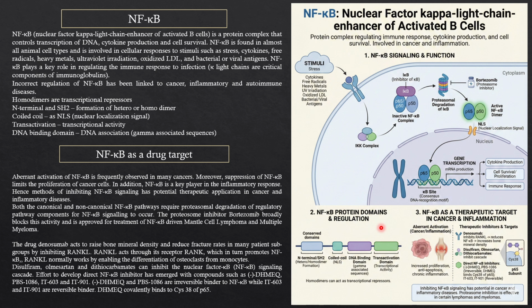The following slide explains the NF-kB signaling pathway and its role in cellular functions, as well as its importance in cancer and inflammation. NF-kB is a protein complex that plays a central role in regulating the immune response, cytokine production, and cell survival. Under normal conditions, NF-kB, or nuclear factor kappa B, exists in an inactive state in the cytoplasm. It is bound to an inhibitory protein called IkB, which prevents it from entering the nucleus and activating gene transcription. So IkB is the inhibitor of kB, and signals activate the IKK complex, which phosphorylates IkB.